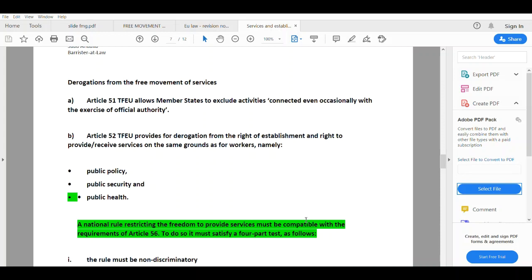However, it must be noted that a national rule restricting the freedom to provide services must be compatible with the requirement of Article 56, and to do so, it must satisfy a four-part test. Those are: firstly, the rule must be non-discriminatory; secondly, the rule must be justified by imperative requirements in the public interest; thirdly, the rule must be suitable for the attainment of the objective it pursues; and finally, the rule must not go beyond what is necessary to attain its objective.